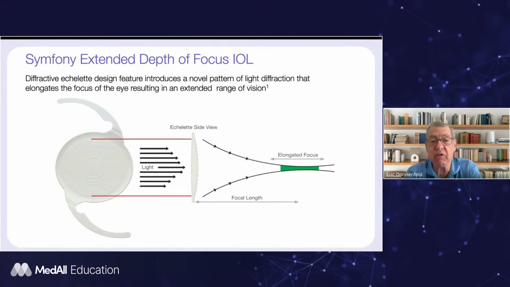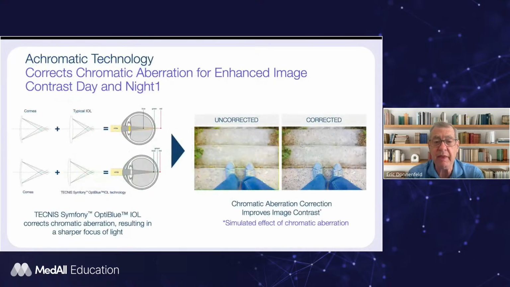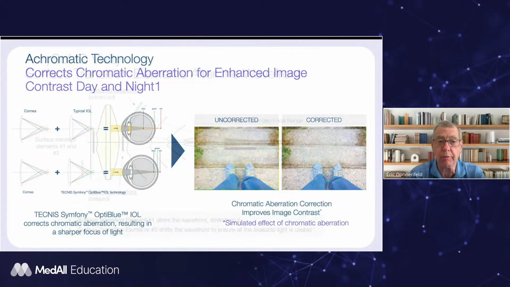The first EDOF lens that was shown to have the same best corrected visual acuity as a monofocal was the Symphony lens. This lens had an elongated focus. We found that this lens tends to have a spider vision or a little bit more halo and glare, but in general, it's much better tolerated than the multifocals. They updated this lens by adding achromatic technology, reducing chromatic aberration, which improved the lens even more.